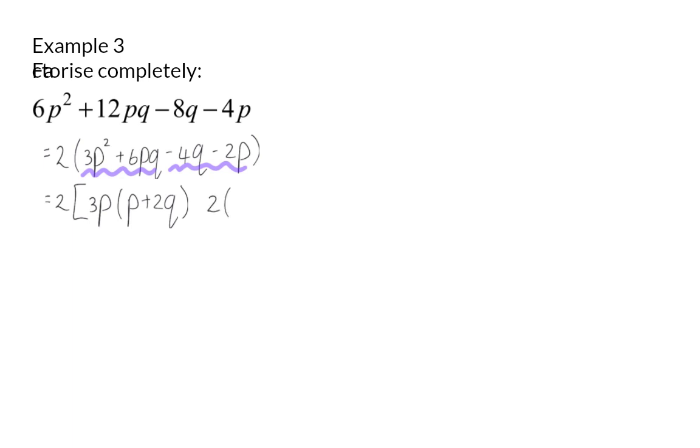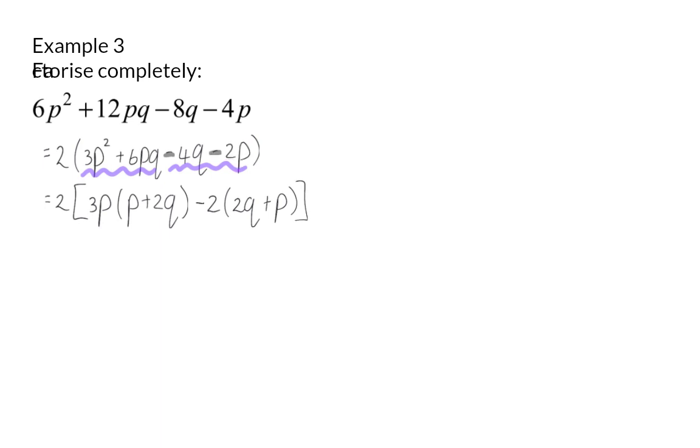But we already know that our aim is to get these two new brackets to look the same, and because both these terms, the first and second term of this second group, are minuses, I'm also going to remove a minus as part of the common factor. When I now divide the minus 4q by minus 2, I'm left with 2q, and when I divide minus 2p by minus 2, I'm left with plus p.